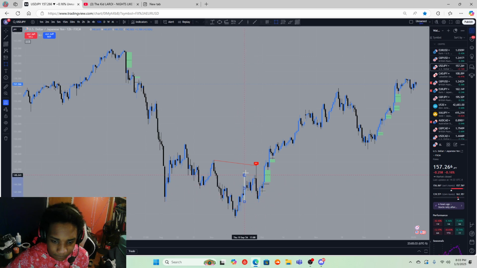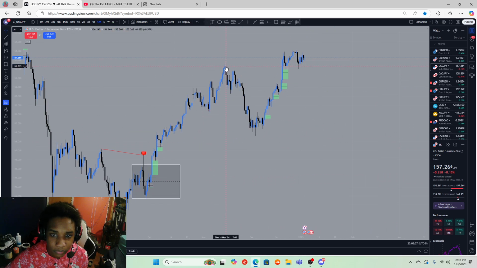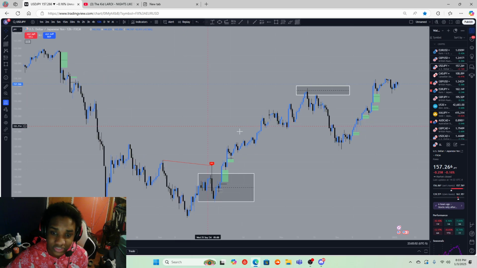So this here, this could be support, and well, price rejected off of here, so this could be resistance. It's a very simple strategy. If price comes back down to here and it bounces, you buy. If price rejects off of here, you sell. That's what support and resistance is. That's all it is. There's nothing more to it.